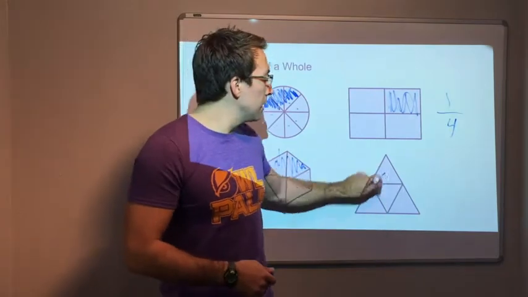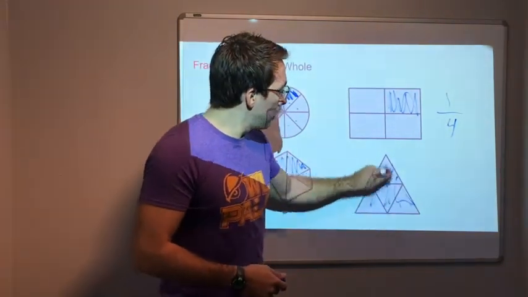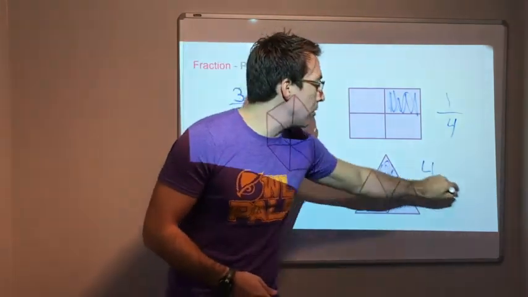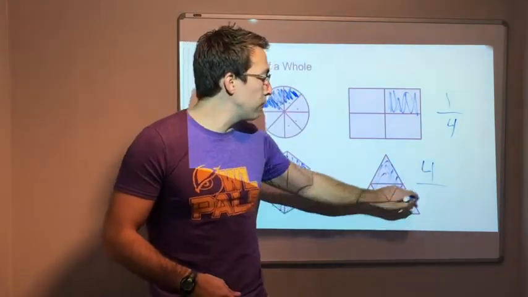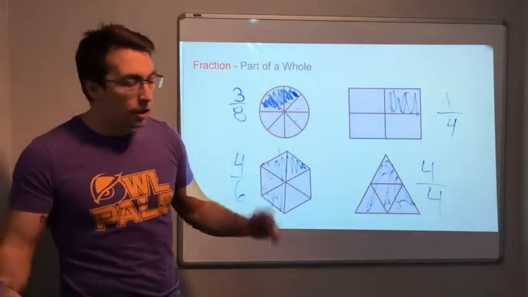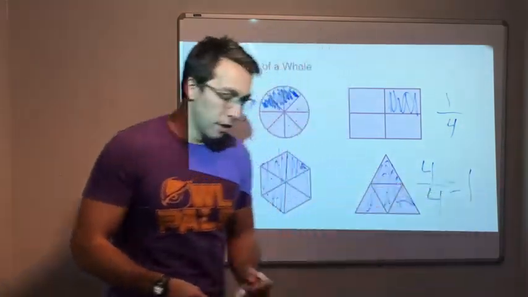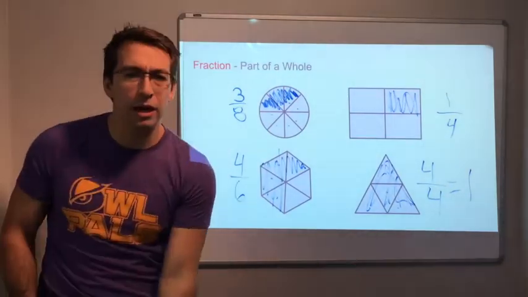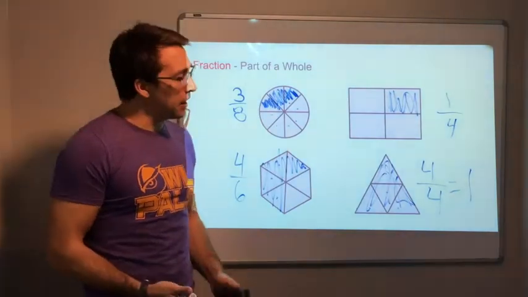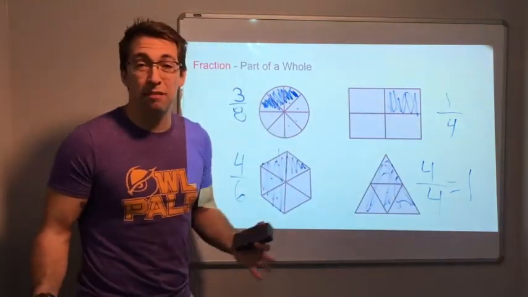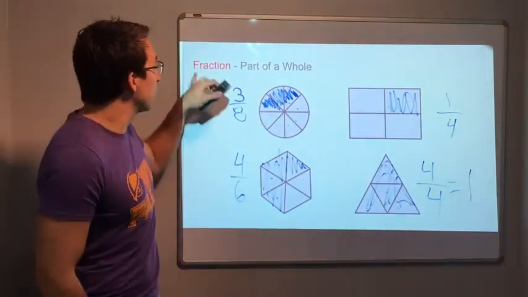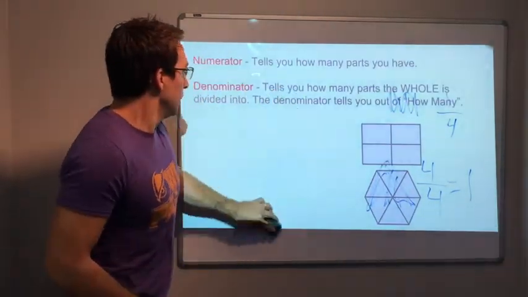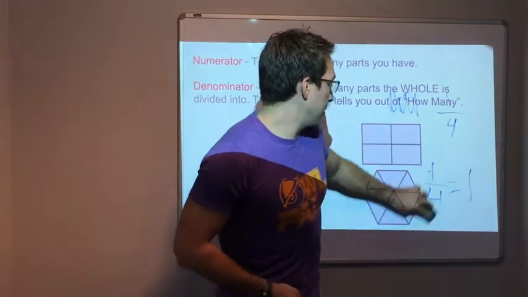A triangle, let's say we have all 4 pieces of the triangle. Okay, we have 4 out of 1, 2, 3, 4. 4 out of 4 equals 1. So it doesn't matter if you have 1 out of 1, 2 out of 2, 3 out of 3, 20 out of 20. If your top number and your bottom number are the same, it means you have 1. Okay, because a fraction is part of a whole. So let's look at some vocabulary that we have.